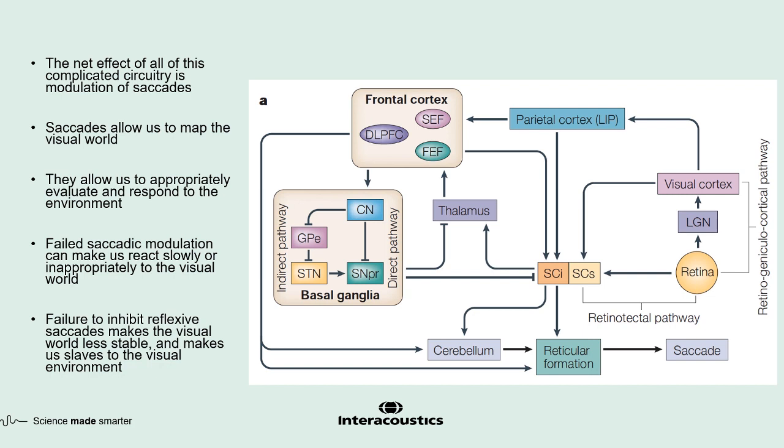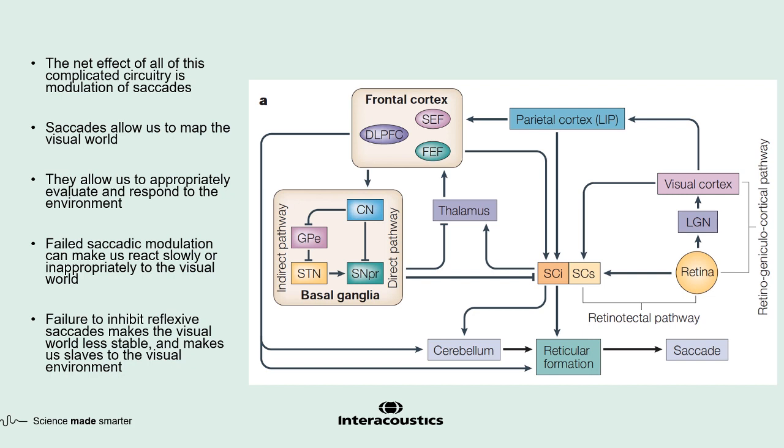Now, what do these saccades do? These saccades allow us to map the visual world. They allow us to appropriately evaluate and respond to the environment. And failed saccadic modulation can make us react slowly or inappropriately to the visual world. And failure to inhibit reflexive saccades makes the visual world less stable, and it makes us slaves to the visual environment. One thing that we see constantly in people that have had traumatic brain injuries is failed gaze stabilization as a consequence of impairment of a lot of these pathways that we've just described.